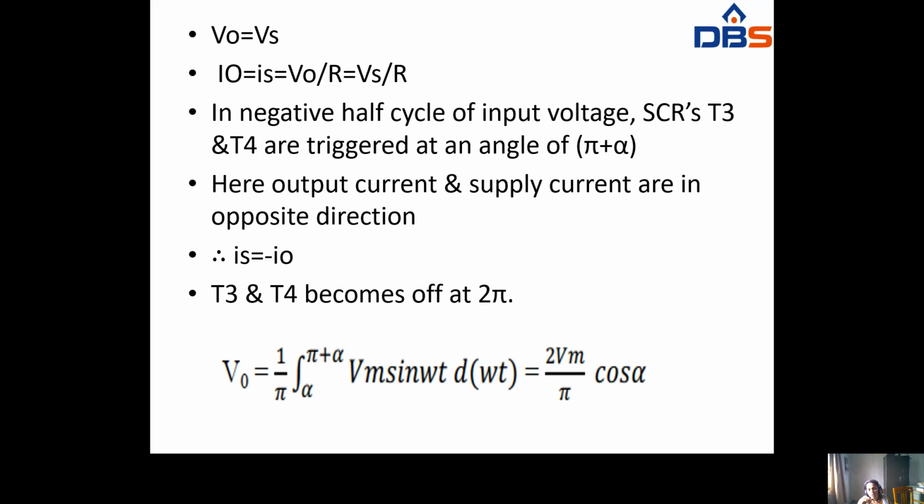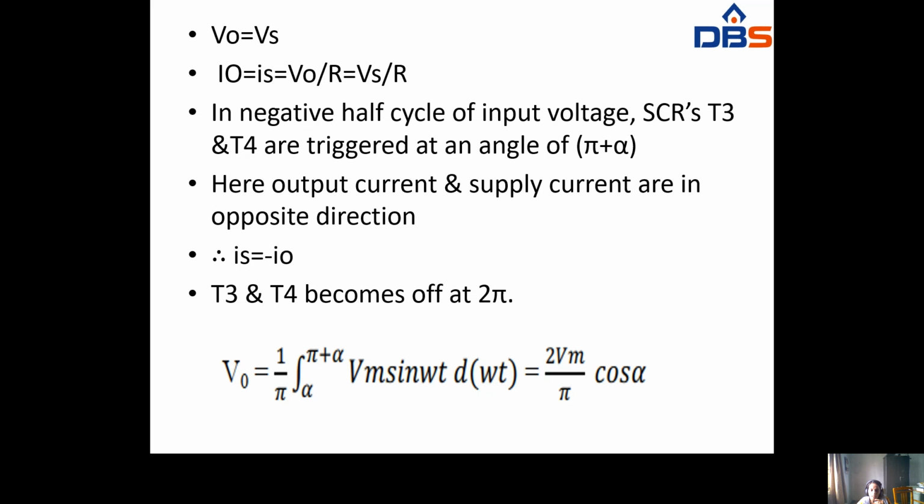Okay, so here Vo equals 1 by pi integral from alpha to pi plus alpha of Vm sin omega t d omega t. When simplifying this, the output voltage for the single phase full wave rectifier will be 2 Vm by pi cos alpha.